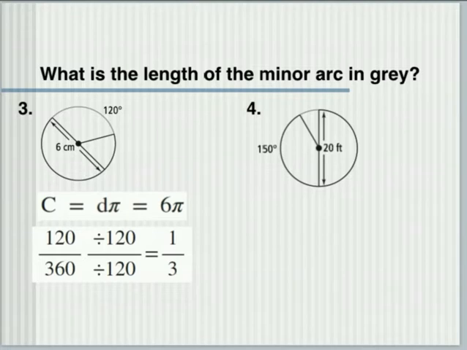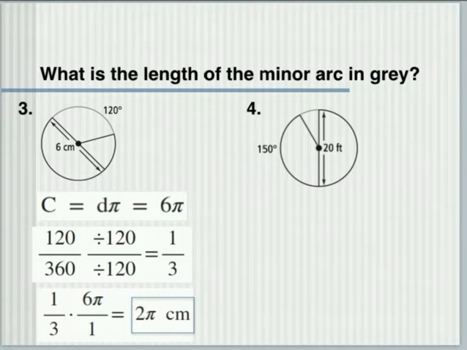So for my total arc length, it's a fraction, 1/3, times the circumference, 6 pi. When I have a fraction times a whole number, I make the whole number look like a fraction by putting it over 1, and I multiply straight across. Don't forget, we're talking about actual centimeters here, so don't forget your units. So this would be 2 pi centimeters long.